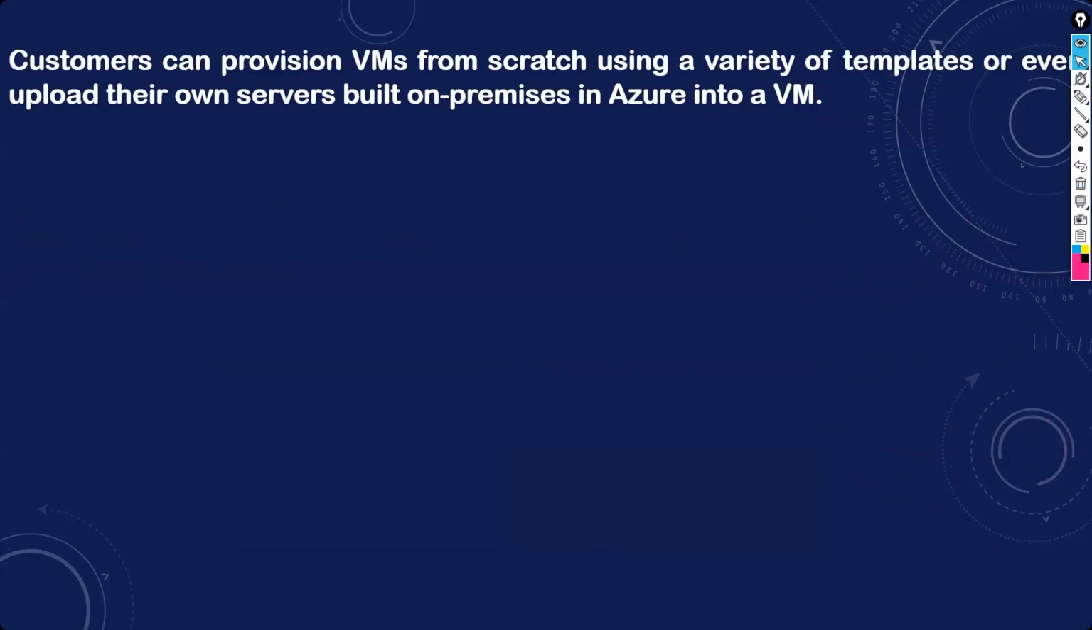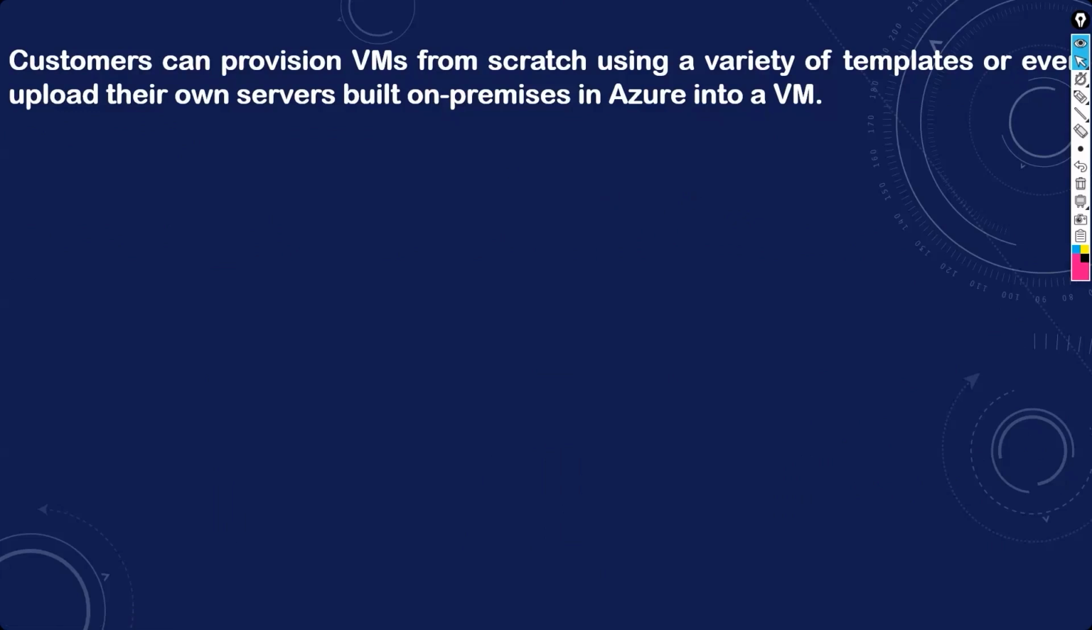Customers can provision VMs from scratch using a variety of templates, or even upload their own servers built on premises into the Azure cloud. Well, that means you will be able to create a virtual machine with an operating system of your choice. That means either Windows or Linux. And in Windows, you have different editions: standard edition, data center edition, enterprise edition. You can create any of them. Similarly, different flavors of Linux you can also create in Azure cloud.